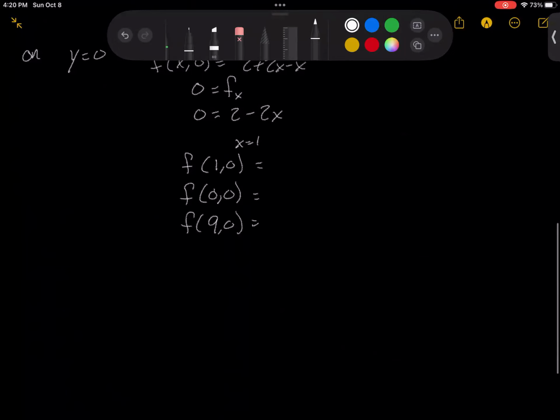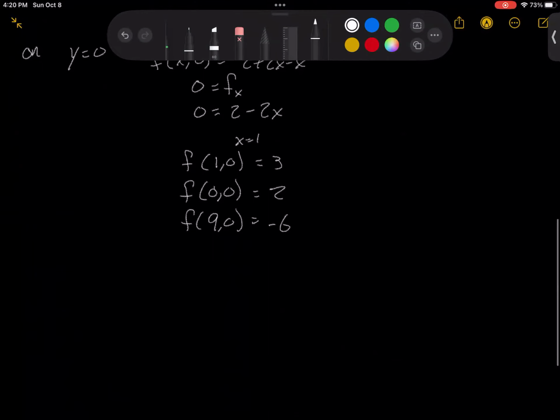Now we already have the function value at the origin. We got a 2 there. And if you evaluate your function at (1, 0), you get 3. And your function at (9, 0), you get minus 61. Okay. On the last boundary.